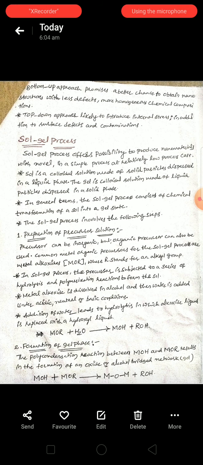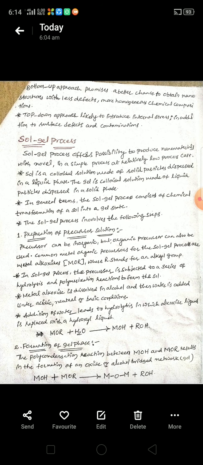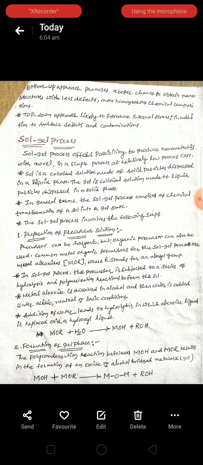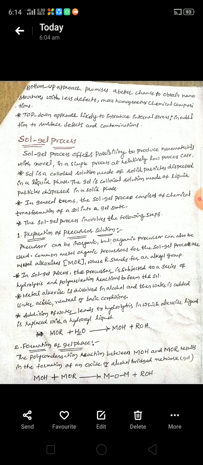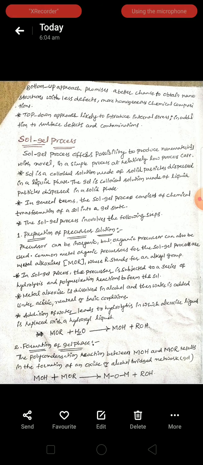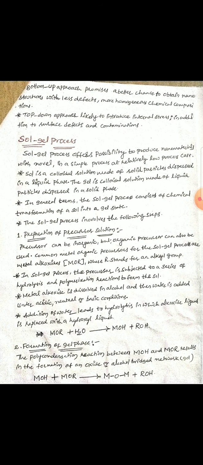We do not prefer the top down approach because it has internal stress. The nanomaterials are associated with internal stress between the atoms, and also it has more defects.